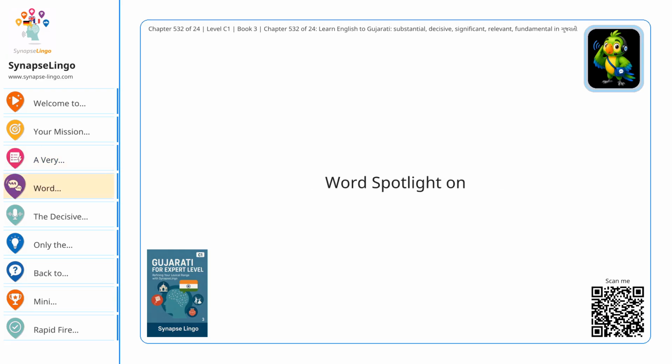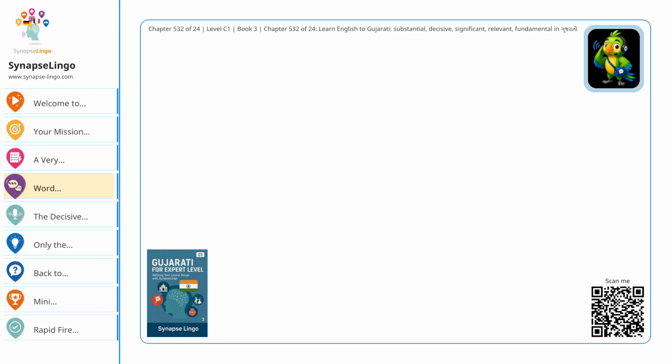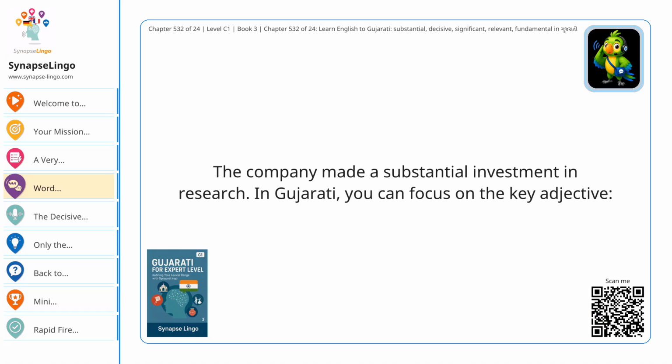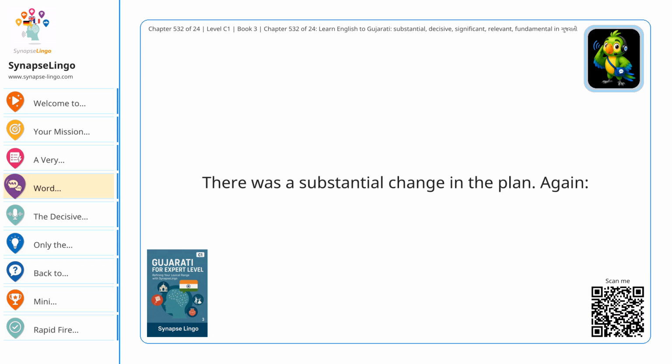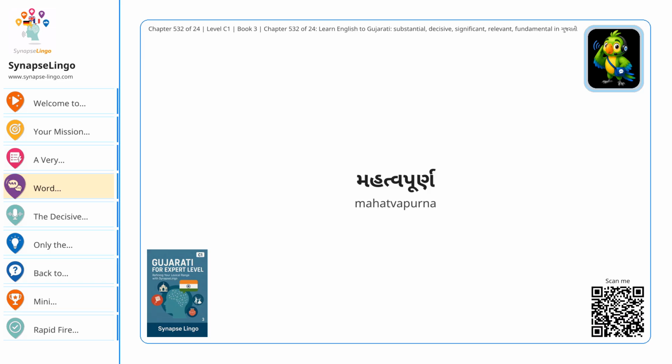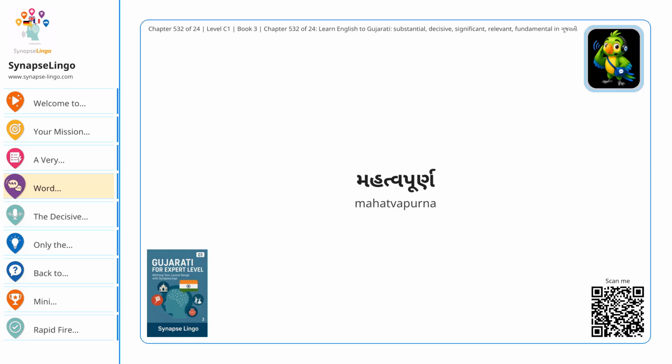Word spotlight on Mahatvapurn. This word is busy today because it helps express both substantial and significant. Think of it as the employee of the month. The company made a substantial investment in research. In Gujarati, you can focus on the key adjective Mahatvapurn. There was a substantial change in the plan. Again, Mahatvapurn. She played a significant role in the project. Significant here is also Mahatvapurn.